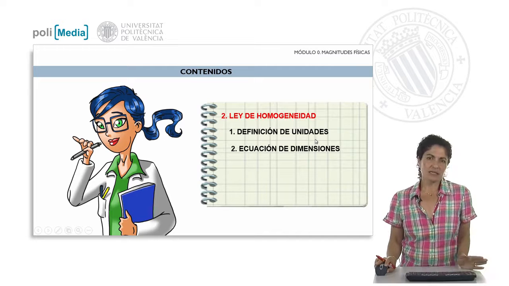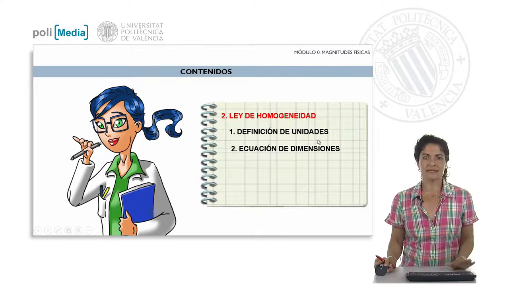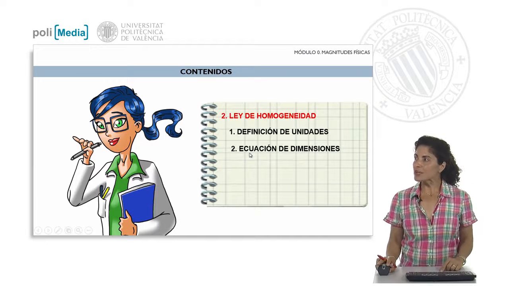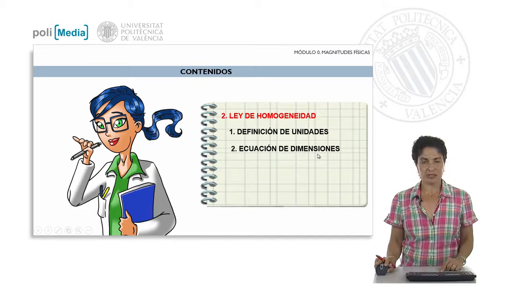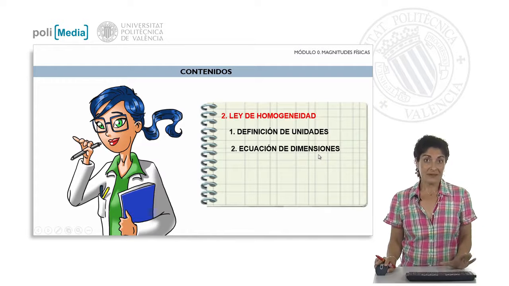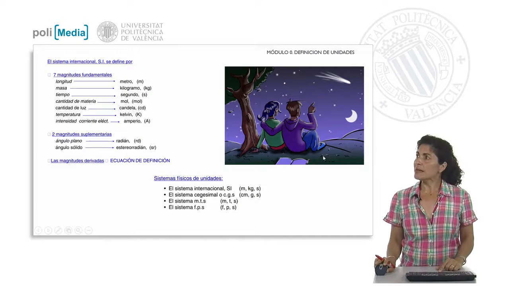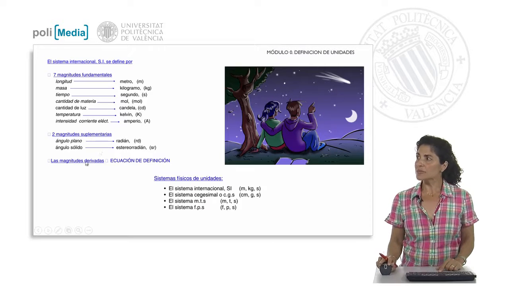We will always try to focus on the international convention that exists in the international system of units. Of course, we are going to see what they are for and how to work with the equations of dimensions that will give us in the end the definition and the sense of the law of homogeneity. We saw in the previous presentation that the international system of units is defined starting from 7 fundamental magnitudes, 2 supplementary magnitudes, and the defining equations that allow us to obtain the different derived quantities.